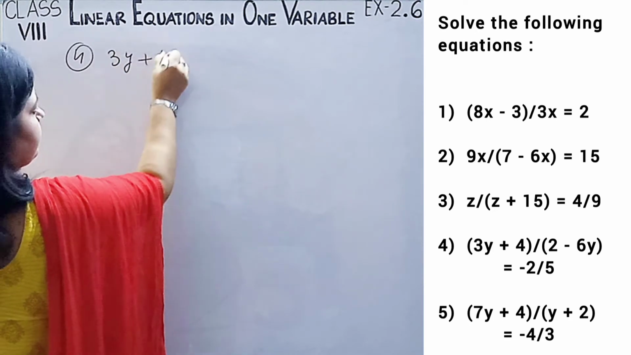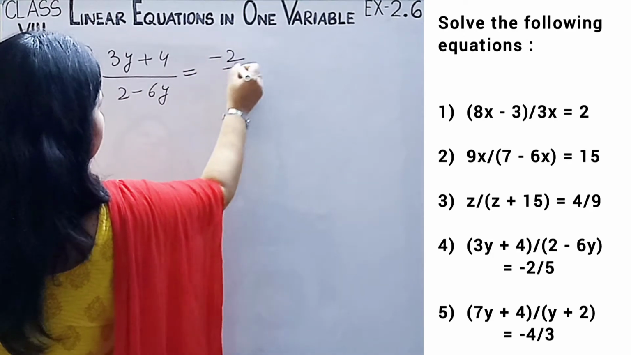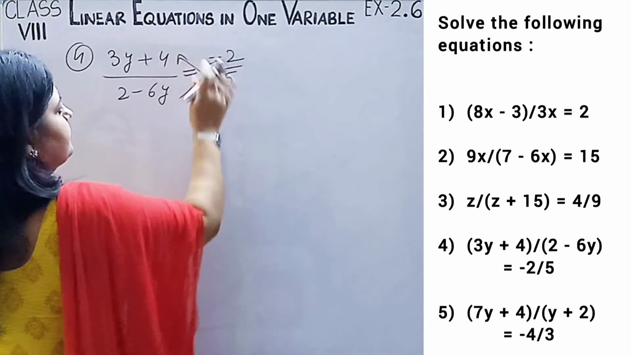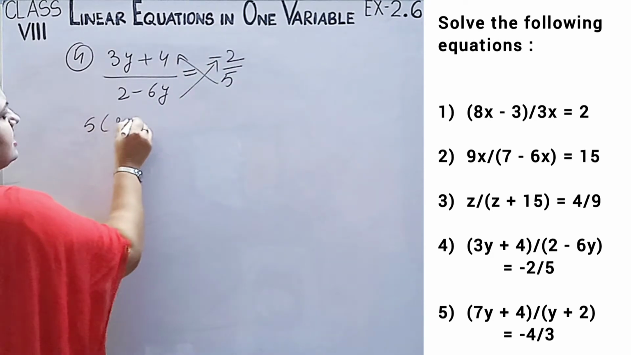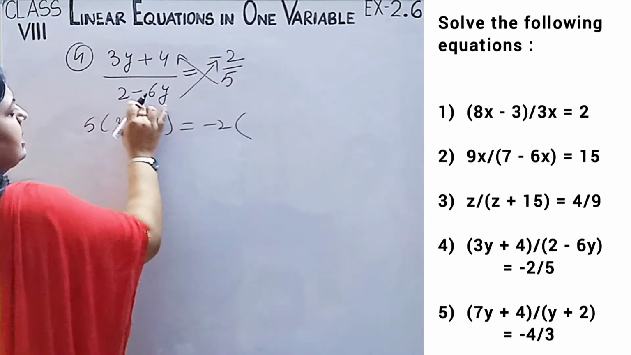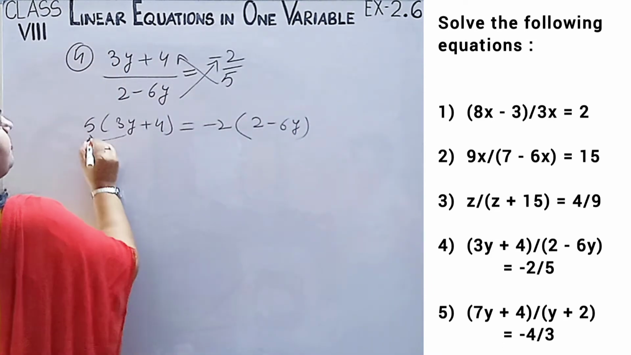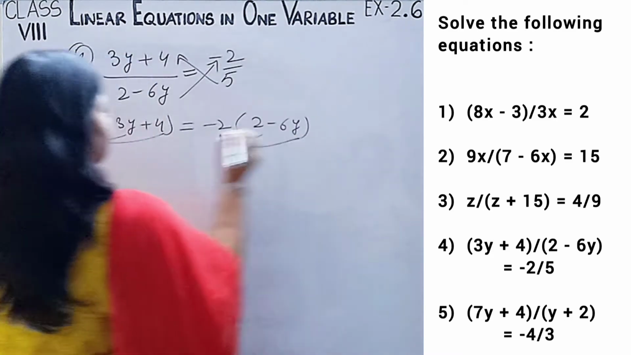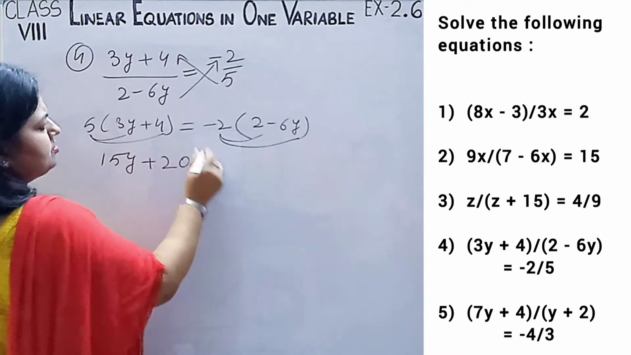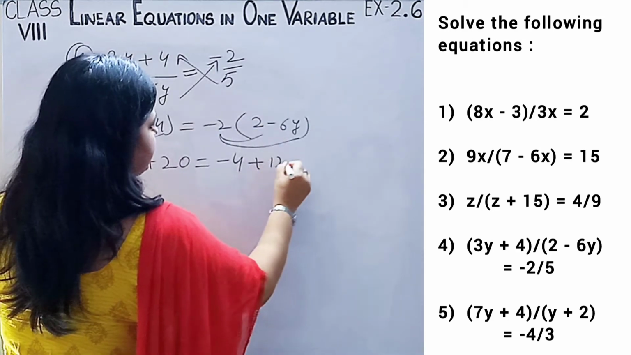(3y plus 4) upon (2 minus 6y) is equal to minus 2 upon 5. The first step we have to cross multiply. So 5 will be multiplied with (3y plus 4) and this minus 2 will be multiplied with (2 minus 6y). Now, removing bracket. 5 3s are 15y plus 5 4s are 20 is equal to minus 2 into 2 minus 4, minus minus plus 6 2s are 12y.